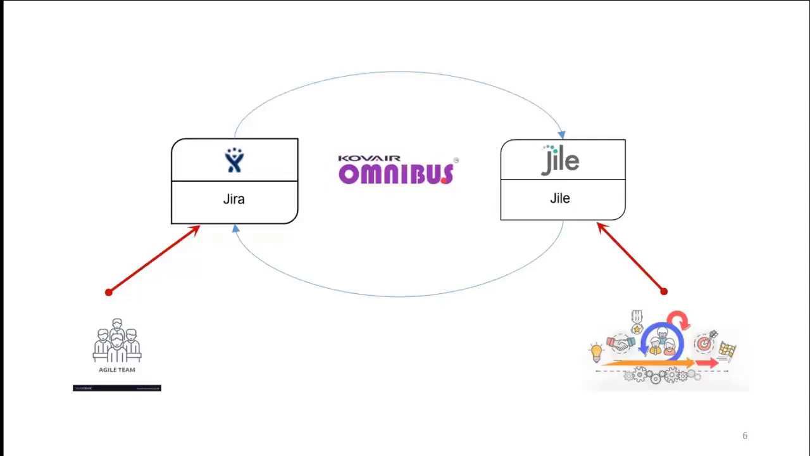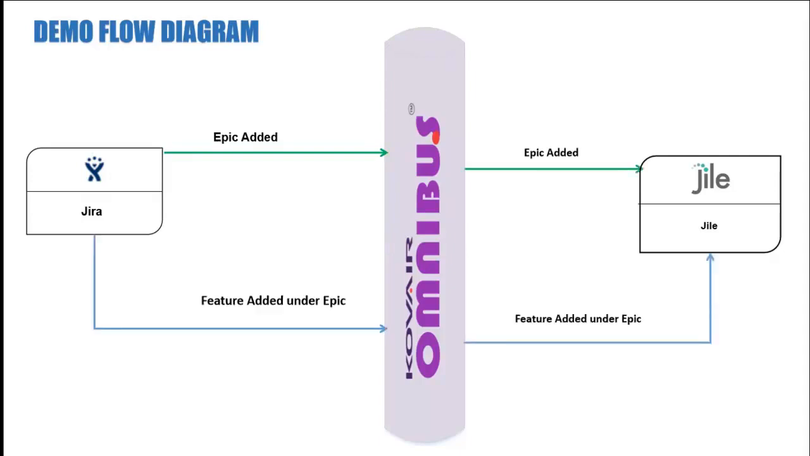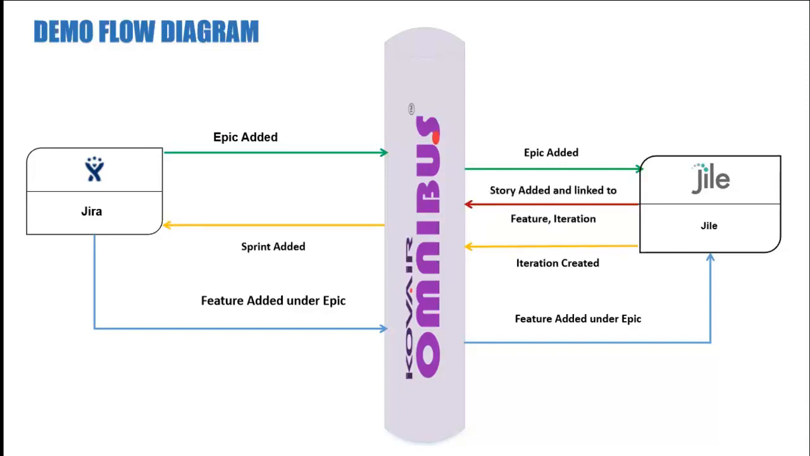Before getting into the actual demo, let me first discuss the demo flow. First, as a member of the team who uses Jira, I will create an epic in Jira and break down the epic into features. Once this is done in Jira, the epic along with its relationship with features will get synchronized to Jile. In Jile, an iteration will be created and a story will be created against the feature.